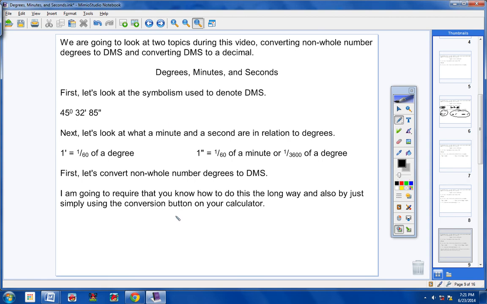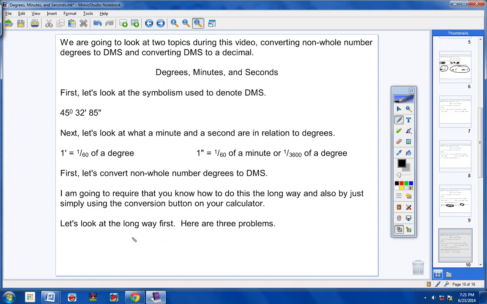I'm going to require that you know how to do this the long way, and then also just simply by using the conversion button on your calculator. And you're like, oh, there's a conversion button on my calculator? Yeah, there is. But I want you to know how to do it the long way, so you're learning the actual process. And then I also want you to know how to do it using the fast way with your calculator, so you're technologically up to date. Okay? So here we go.